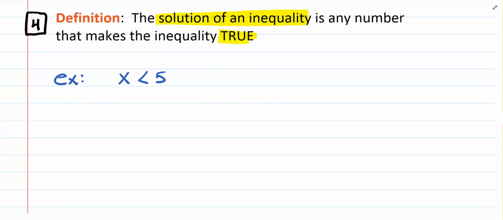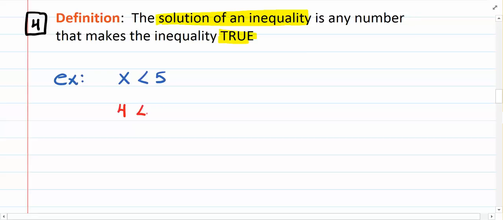Box number 4 is a definition. When we're talking about the solution of an inequality, we're talking about any number that makes the inequality true. And there is an infinite amount of them. As an example, this statement says x is less than 5. Can you think of any number that's less than 5? Well, of course you can. There's so many of them.